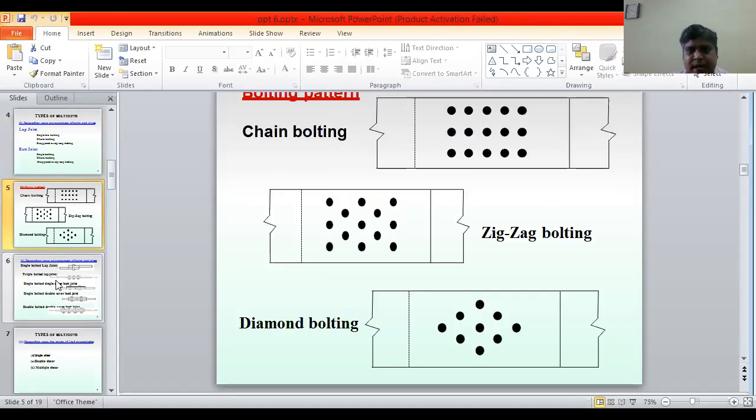Now, chain bolting: in this case, bolts are provided in a symmetrical manner. Zigzag: bolts are provided in an unsymmetrical manner. Diamond bolting: a diamond shape of bolting is provided.